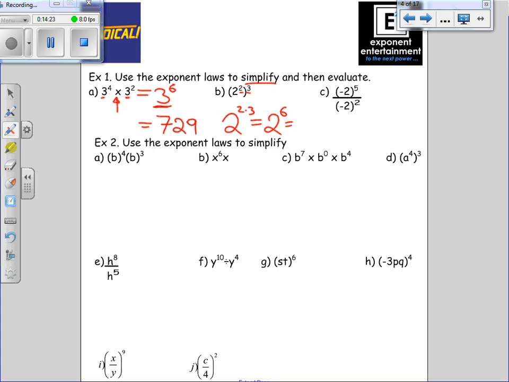Our last example, what we're going to do together. What do we do? Which law is it? Page 3 will tell you which law it is. Which law is it? This, product one? Quotient one, because it's division, right?